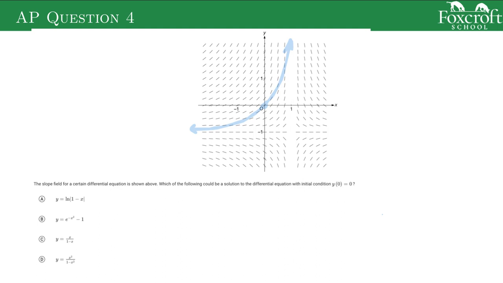Alright, the natural log functions kind of look like this. So they have vertical asymptotes, but not horizontal asymptotes. That's out. Alright, e to the negative x squared minus 1, we just saw that in the last example, that will look something like this. That definitely does not have a vertical asymptote, so that one's out. X over 1 minus x will have an asymptote at x equals 1. X squared over 1 minus x squared will have an asymptote at x equals plus or minus 1. Alright, so the answer is going to be C.